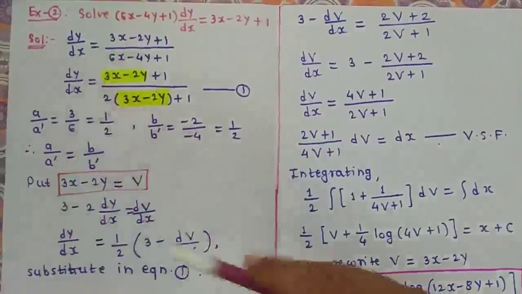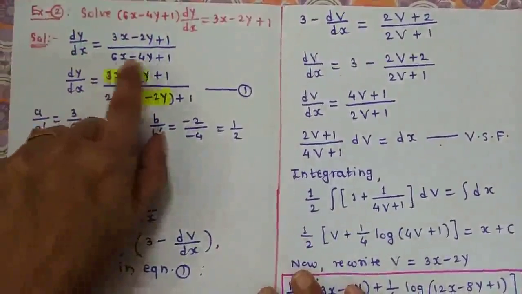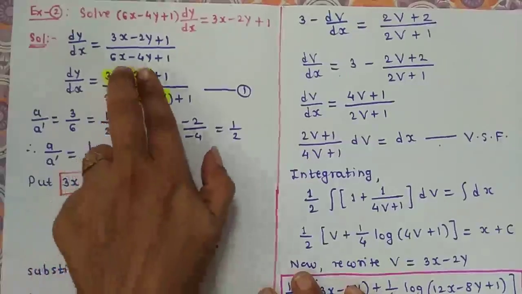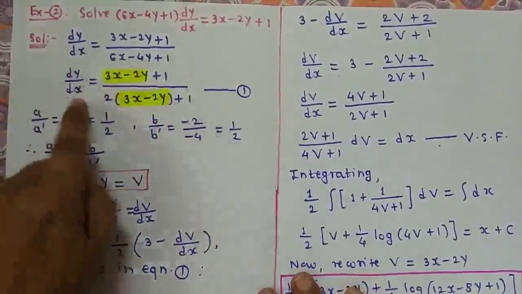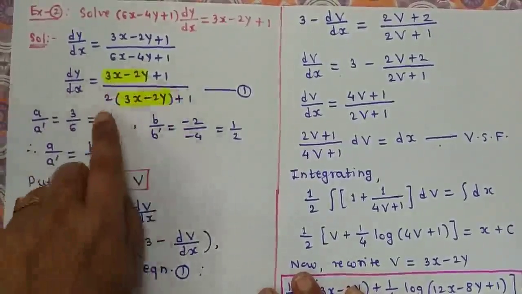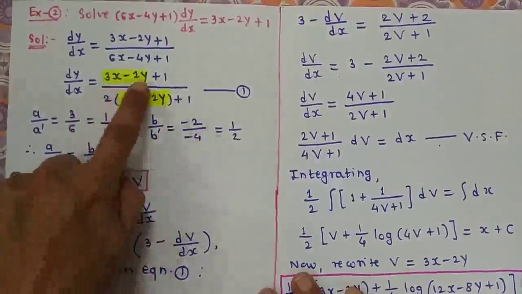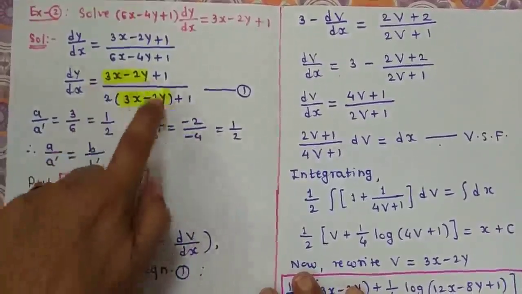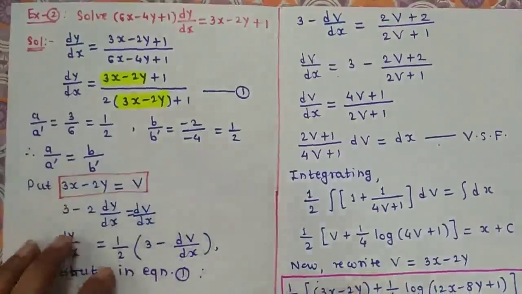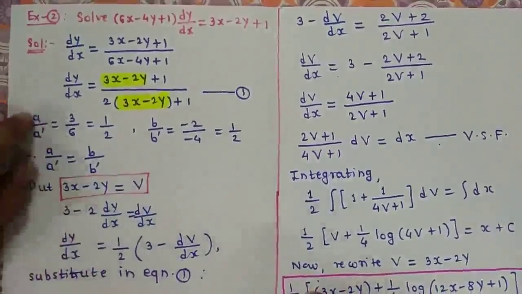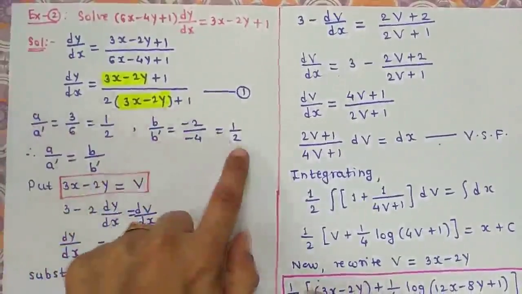Okay. Now if you observe these terms of x and y, from this denominator we take 2 common from these two terms, right? And hence we get dy by dx equals (3x minus 2y plus 1) upon 2 times (3x minus 2y plus 1). Now if you observe this highlighted part, these two terms are the same. Okay, now there are two cases in non-homogeneous, right? So let us find the value of a upon a dash, it is 1 by 2, and b upon b dash also becomes 1 by 2.